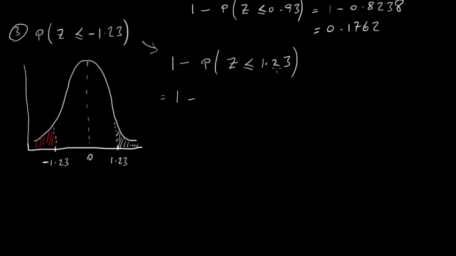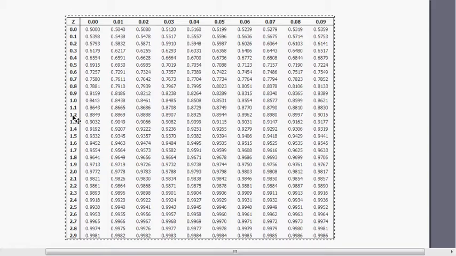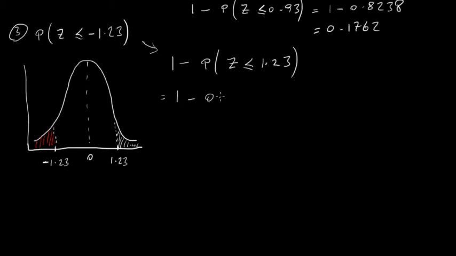Okay, so we need to read 1.23 from our table. 1.2 is here, that's 1.2, 1.21, 1.22, 1.23, which is 0.8907. So 1 minus 0.8907 is simply equal to 0.1093, or 10.93% of our data points in our original normal distribution will be down here. Okay, so the probability that our z values will be less than or equal to minus 1.23 is 0.1093, quite a low probability.